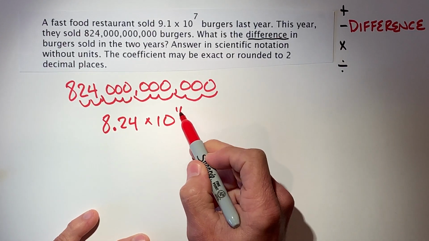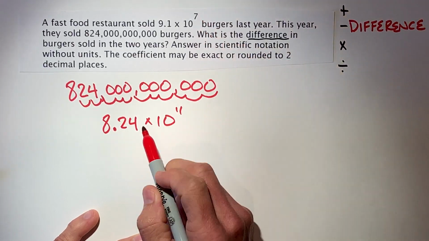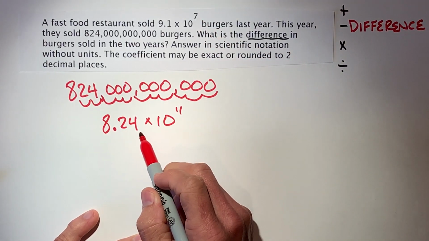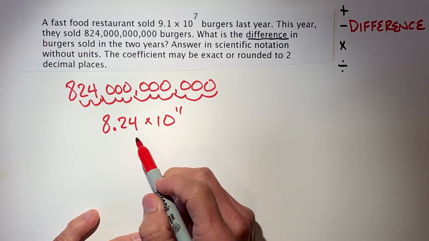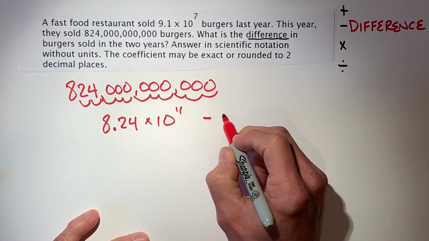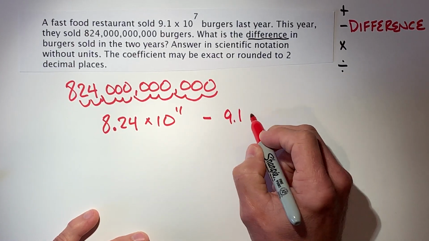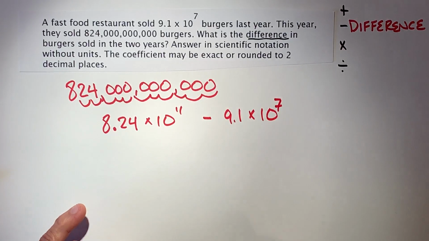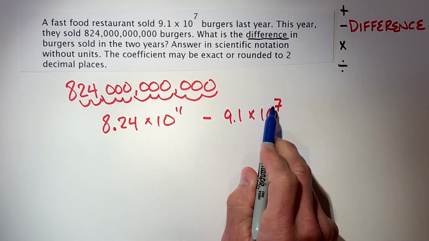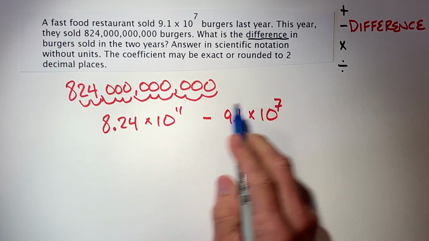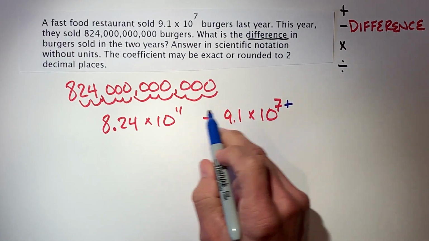I can see that the 11 is way bigger than the 7, so this is definitely the bigger value. And since subtraction works easiest when we do big number minus small number, I'm going to go ahead and do minus 9.1 times 10 to the 7th power. Now, as you saw in 2 examples ago, if these exponents are not the same, we cannot work with them. So I'm going to make the smaller one into the bigger one.